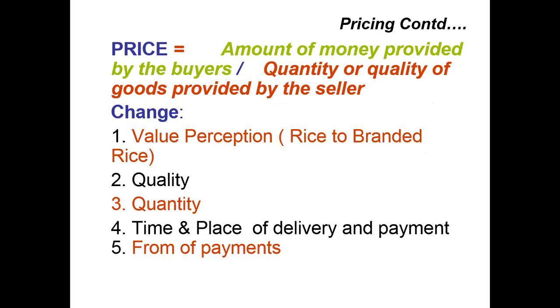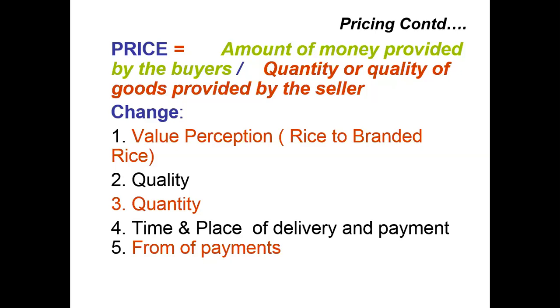Keeping this equation in mind, a marketer can change the price. Number one is the value perception. If a marketer is able to change the value perception of any product, then he is able to charge more price. Here is one example: there are a number of generic products, for example vegetables, staple food, and cereals.